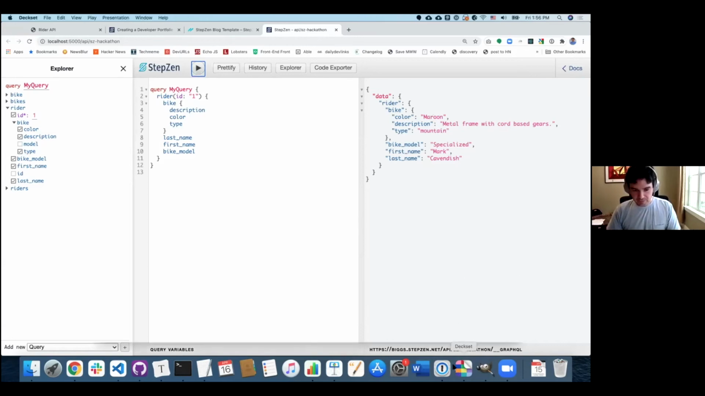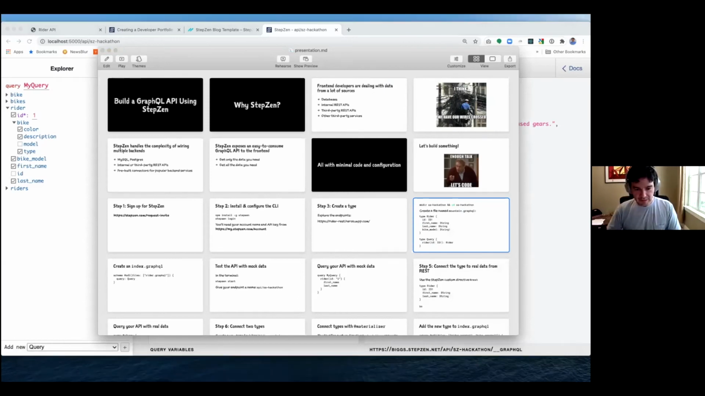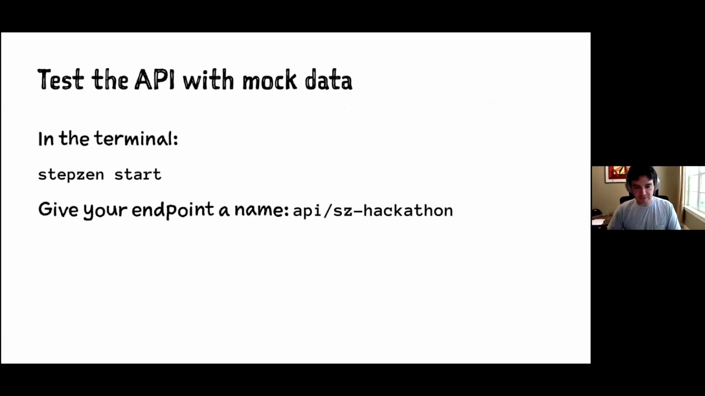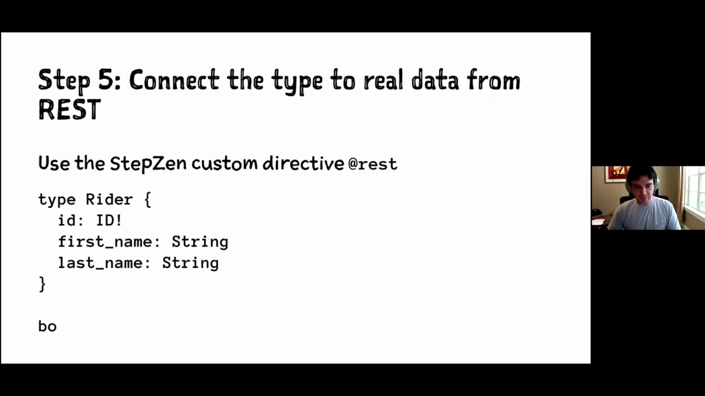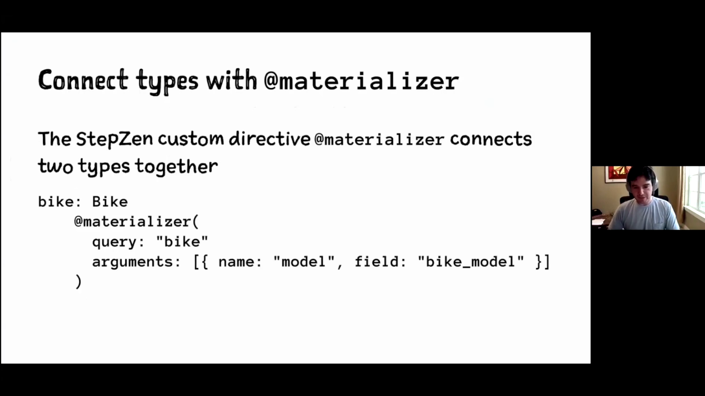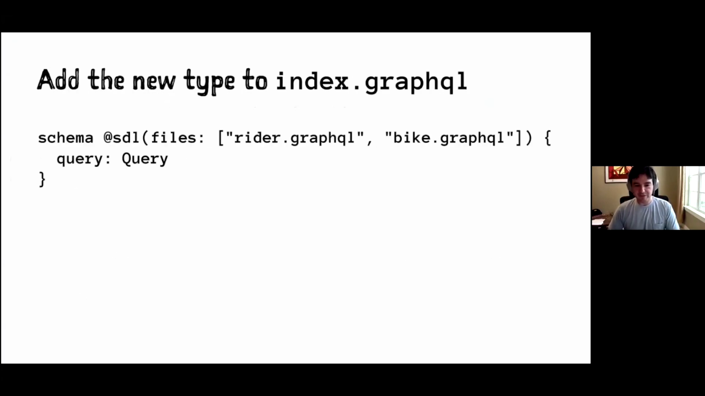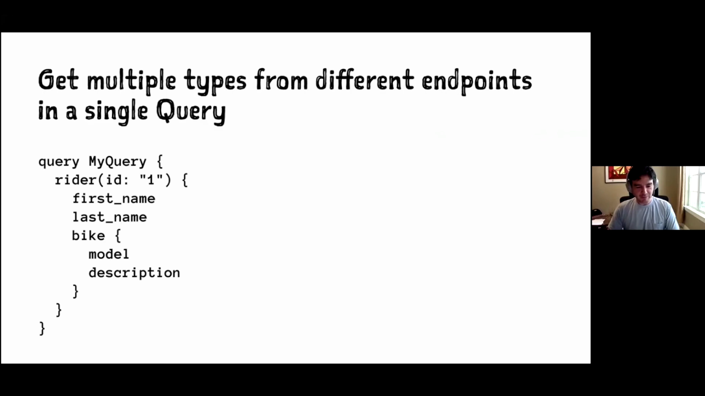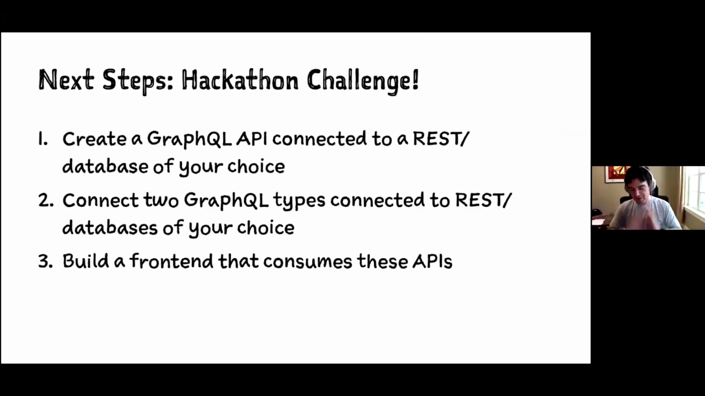So let me just run back to my slides real quick. I did actually run through these steps here. We've done all this. We queried it with mock data. We created our rider type, and we created the bike type and queries, and we tied it all together with @materializer. And this is the step that I forgot, and my slides tell me to remember it, and I should have paid more attention to my slides. And we queried it and got everything. Okay, so we were successful.